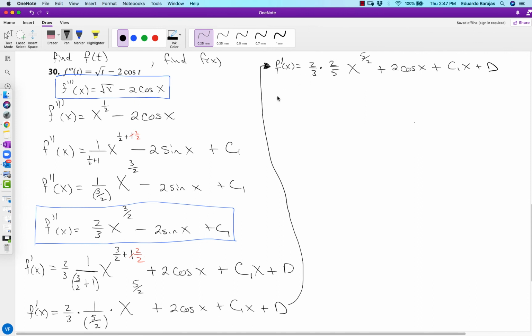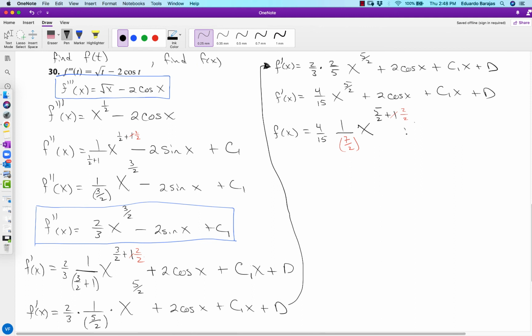Okay, simplifying this, we end up with f prime of x equals 4 over 15 x to the 5 over 2 plus 2 cosine x plus c sub 1 x plus some constant d. Good. Okay, so next, finally, we get to the f of x that we wanted. All right, so let's leave this constant alone. We know that this is going to be x to the power of 5 divided by 2 plus 1. And then we need to compensate for that constant. So I know this is going to be a 2 over a 2. That's going to be 7 over 2. So I'm just going to go ahead and put 7 over 2 here.